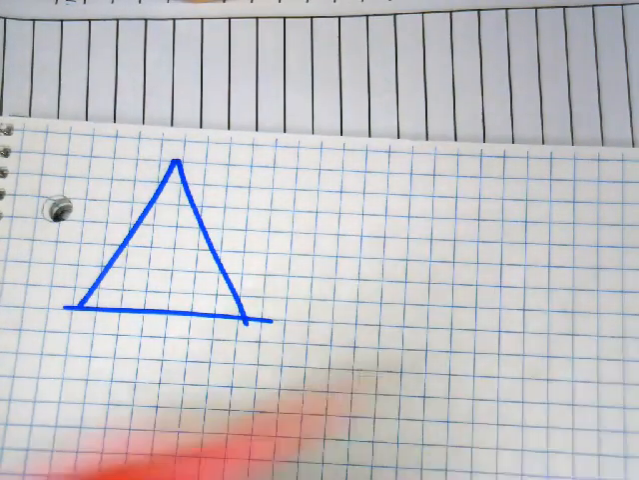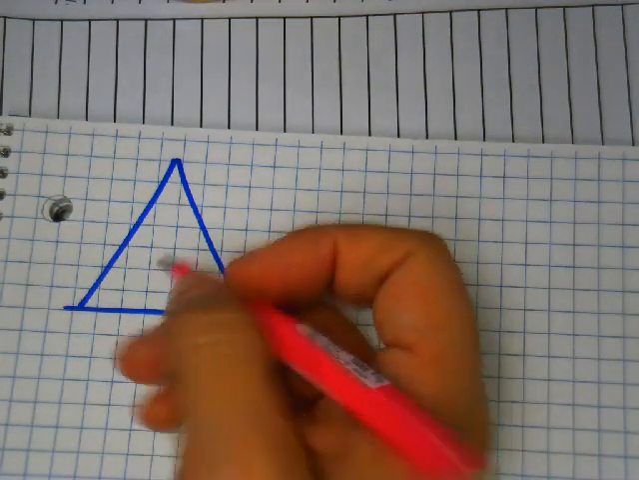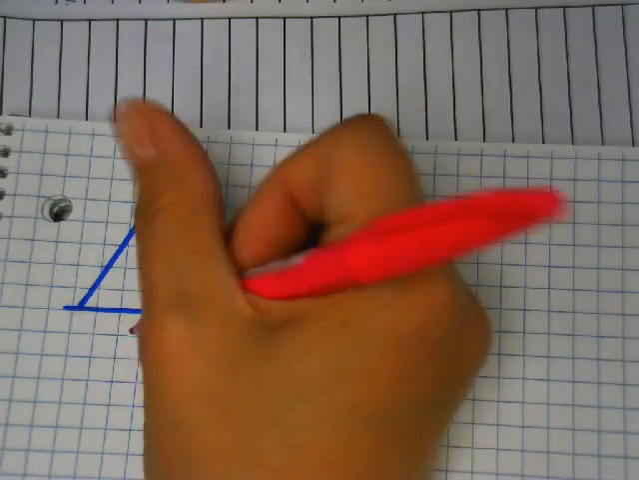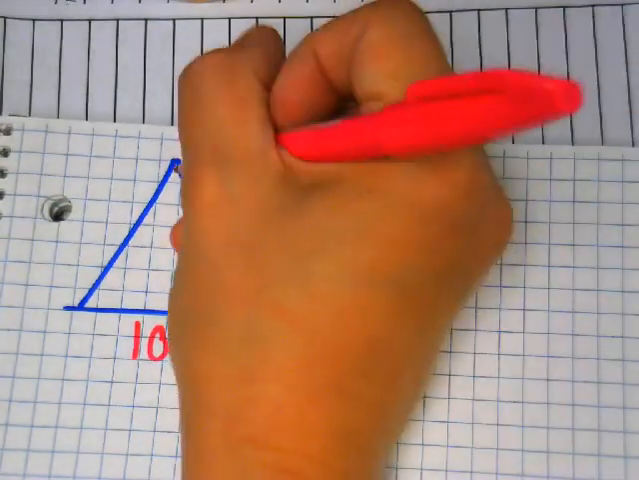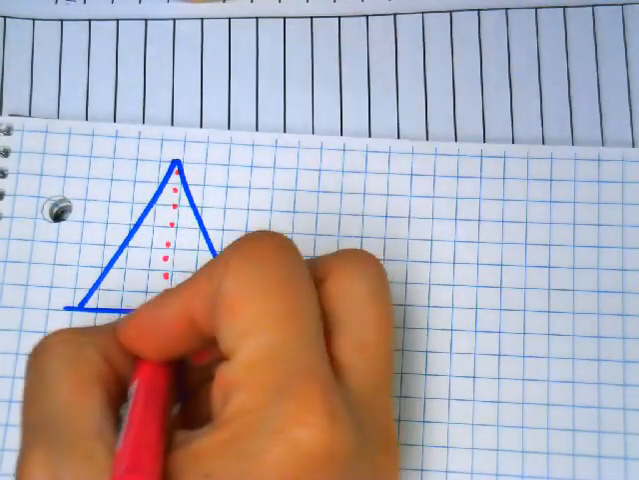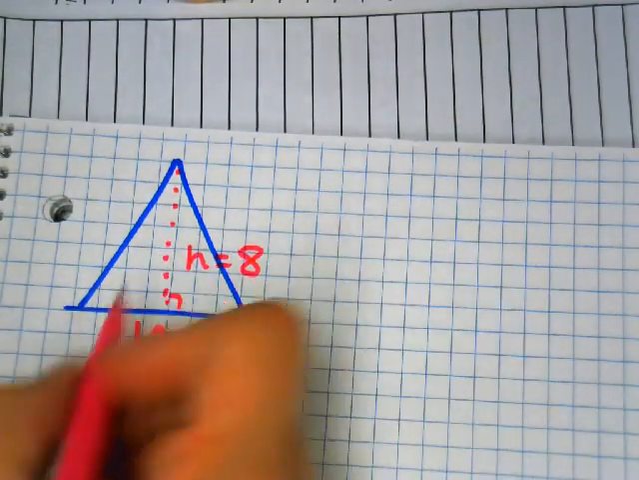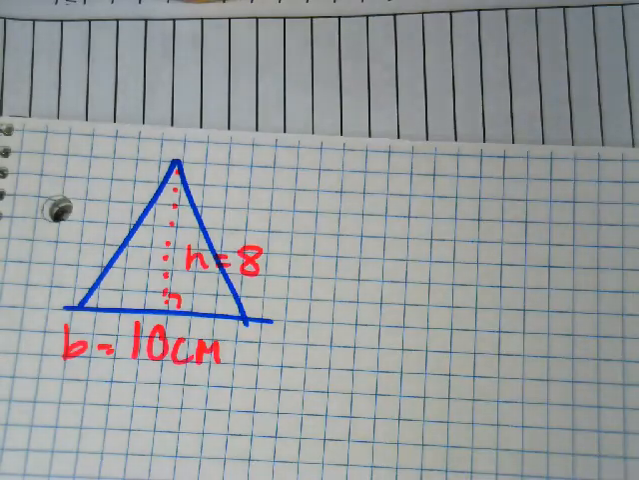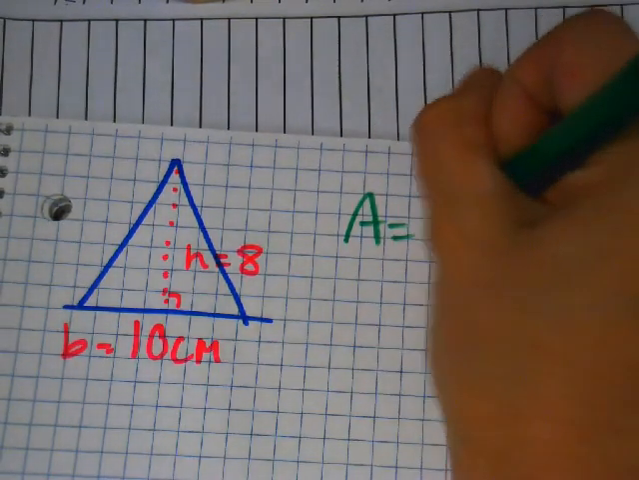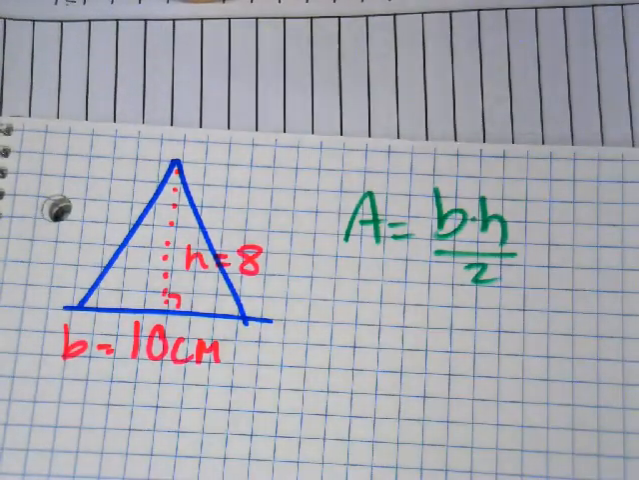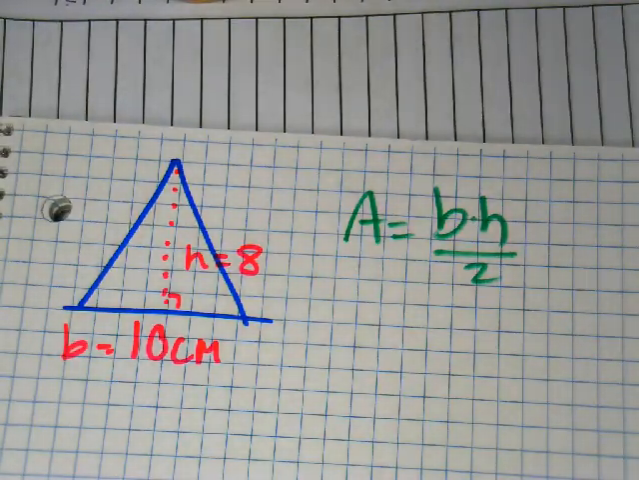Okay, base is, give me a number. 10. Oh, I like it. Height? 8. Okay, your height is 8. Your base is 10. Can you plug your numbers into the formula? Remember, the formula is base times height divided by 2. So plug in your numbers without shouting.